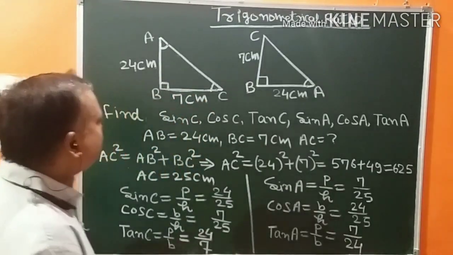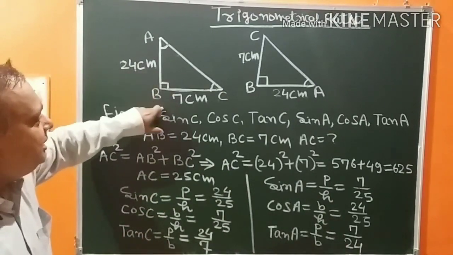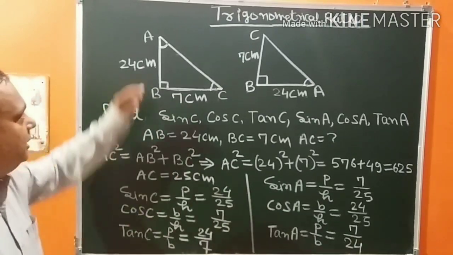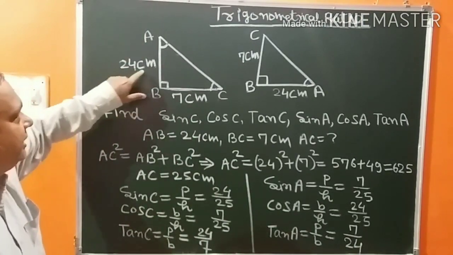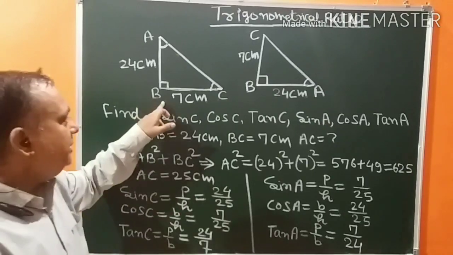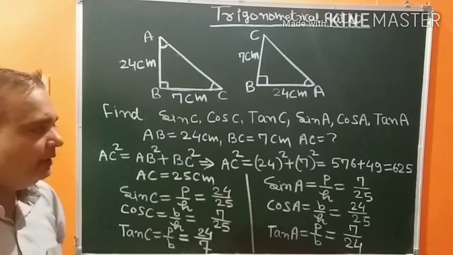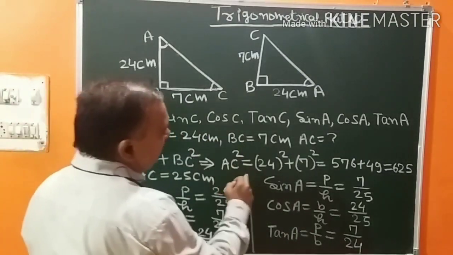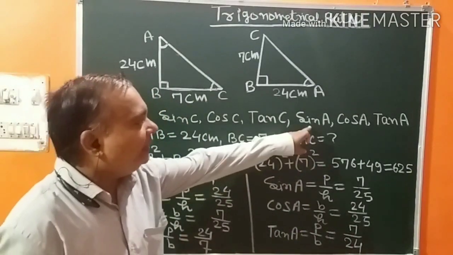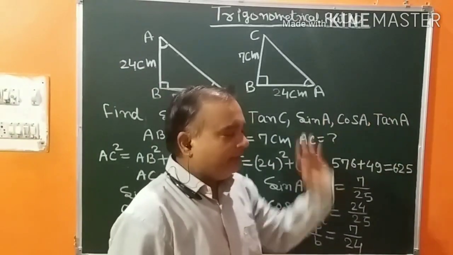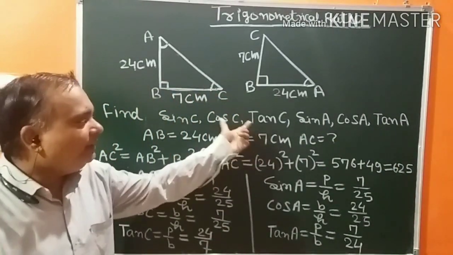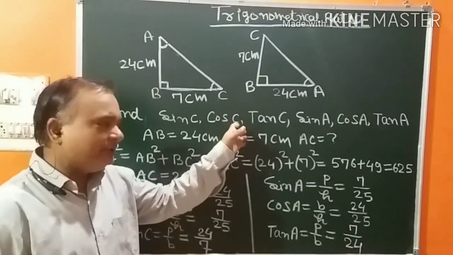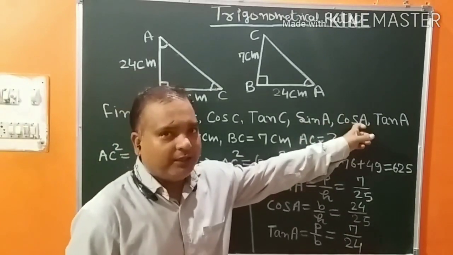Now the next question is, if ABC is a right angle triangle where the right angle is at B, AB is given, that is 24 centimeter, BC is given 7 centimeter. We have to find the value of sin C, cos C, tan C, sin A, cos A and tan A. Look, here I have to find the value of trigonometric functions for two angles. First is angle C and second is angle A.